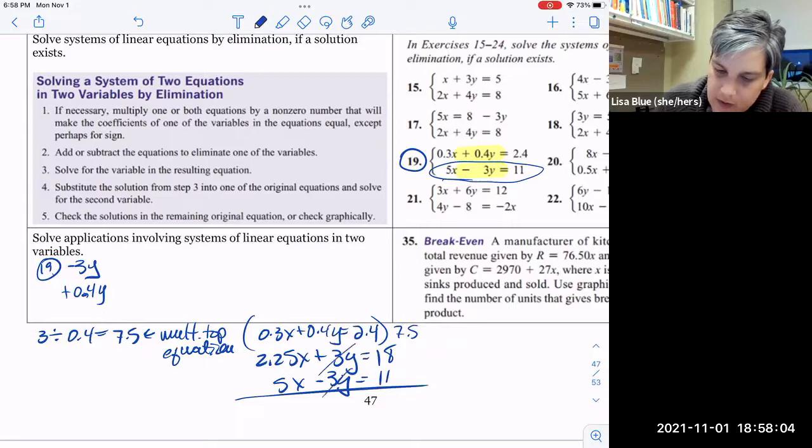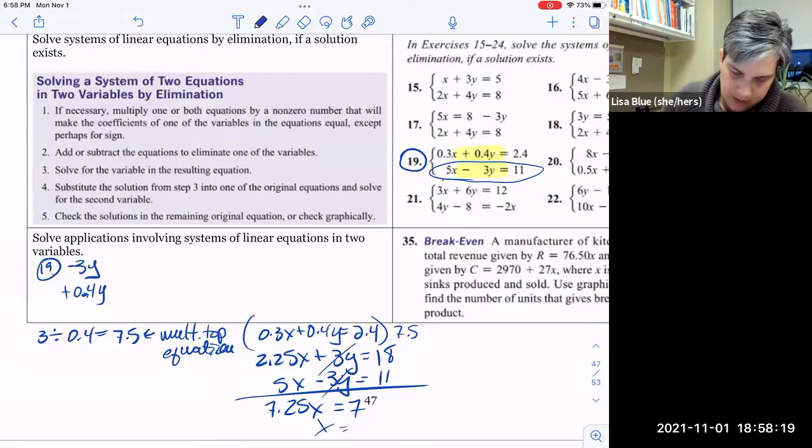And my 3y's are going to cancel out. I'm going to get 7.25x is equal to 7. And so x is going to be equal to 7 divided by 7.25, 0.965. So not a pretty number, but kind of to be expected because we had decimals.